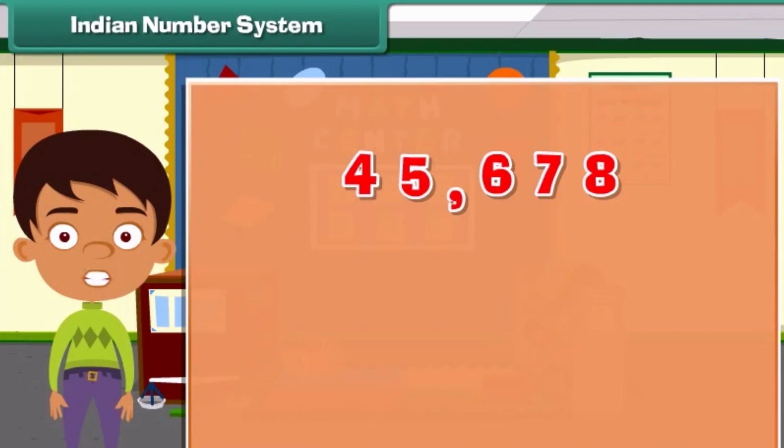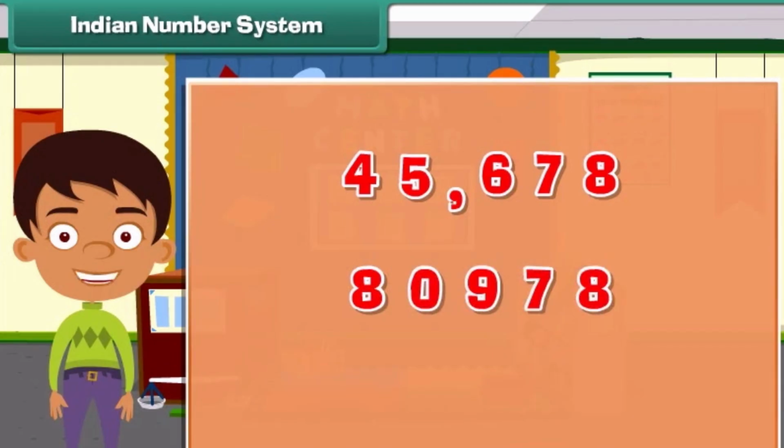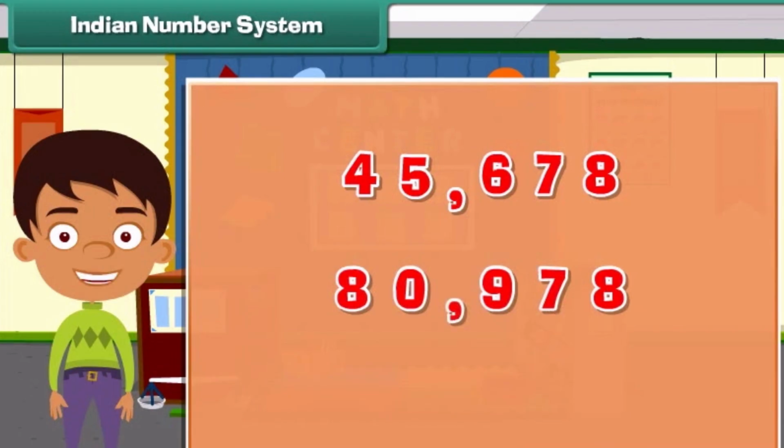The number is read as 45,678. Consider another number, 80978. It will be written as 80,978 in the Indian number system and read as 80,978.